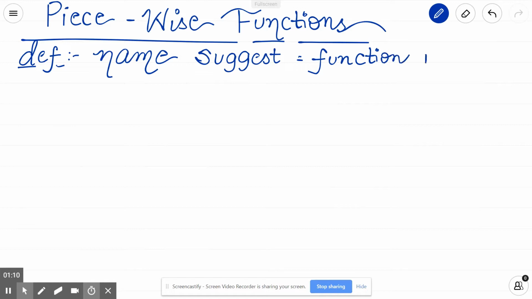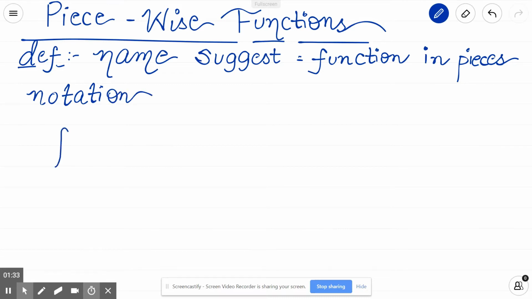Functions in pieces. And basically, you have to study the pieces in order to understand how you would graph the given function. So we will start with an example to understand it better. So how basically they are written, let us understand the notation of writing a piecewise function.